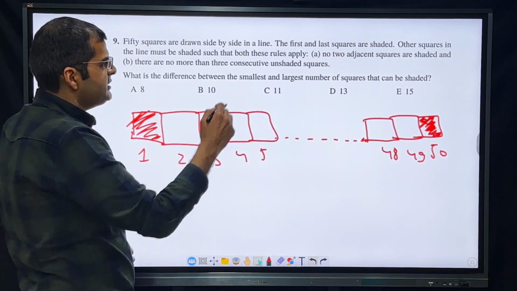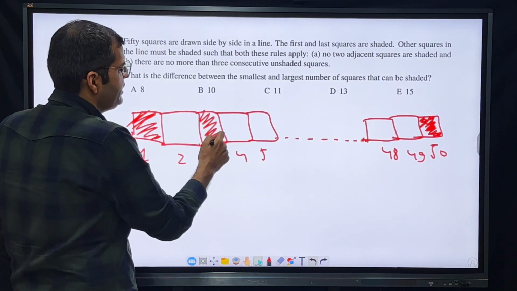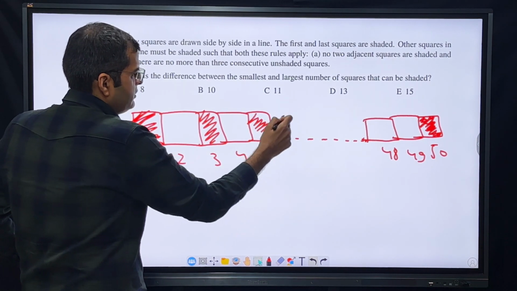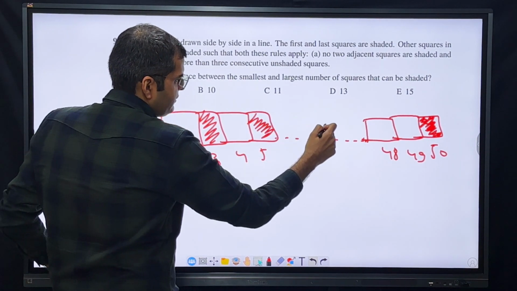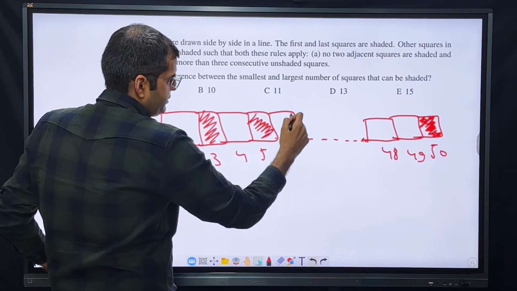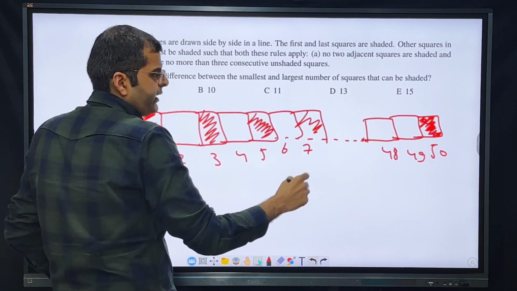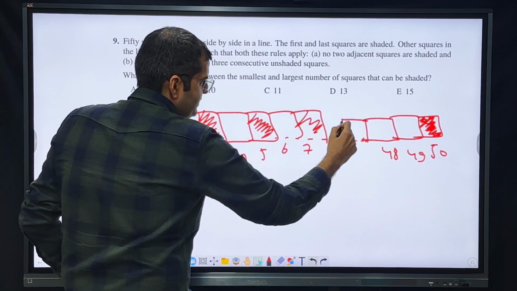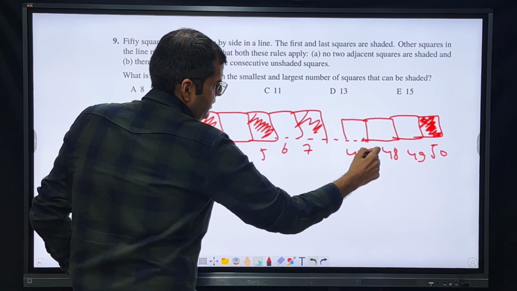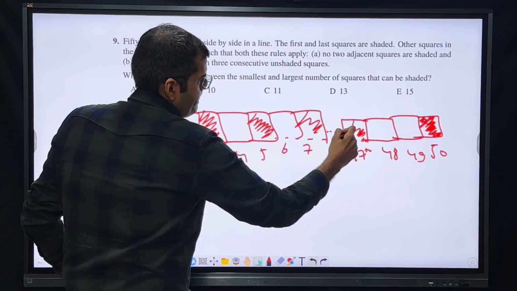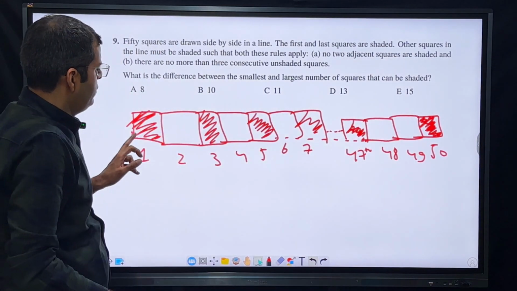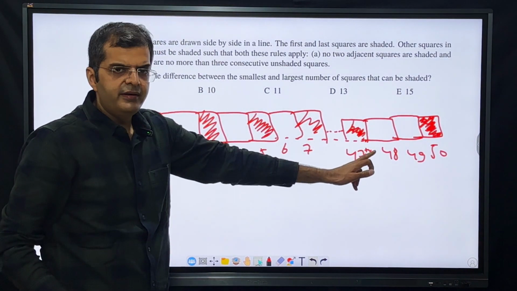So to get the largest number of shaded, I'll shade all the alternate ones. So 5th is shaded, then 6th is not shaded, then 7th will be shaded, and so on, till the 47th will be shaded. If you look at it, odd numbers are shaded.